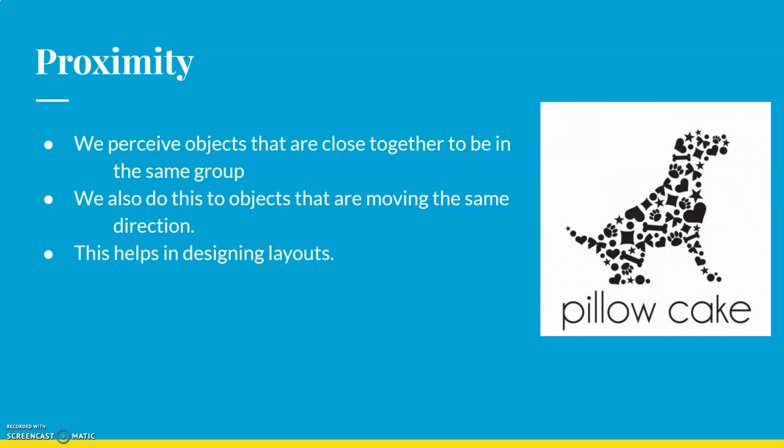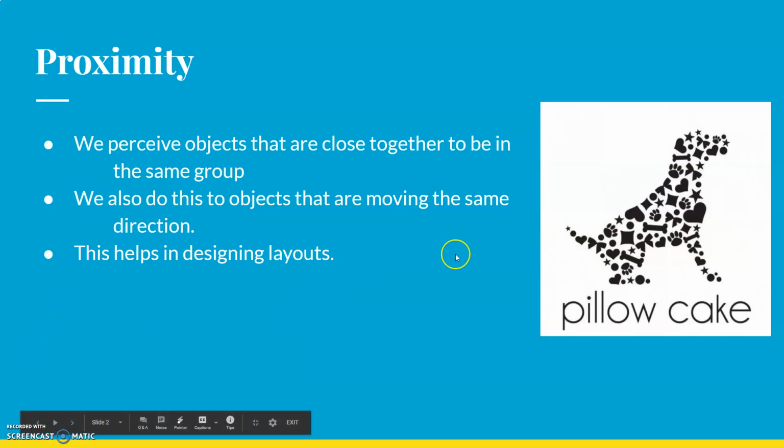First, we have proximity. We perceive objects that are close together to be in the same group. It also helps that those objects that are close together are also of the same shape and relative size and color. We also do this to objects that are moving in the same direction. This helps in designing our layouts to not have it be busy or cluttered, to kind of make it easy for the viewer to group specific parts of the design and separate them from others.